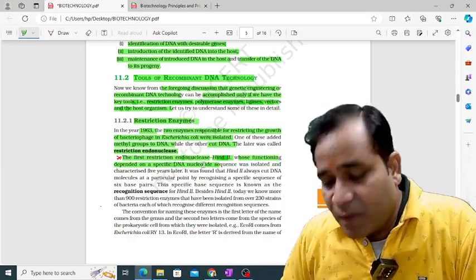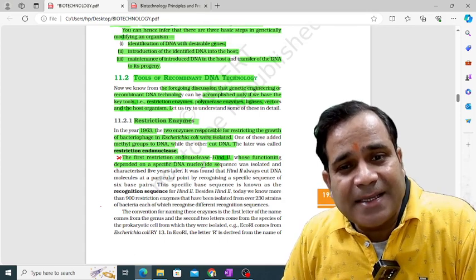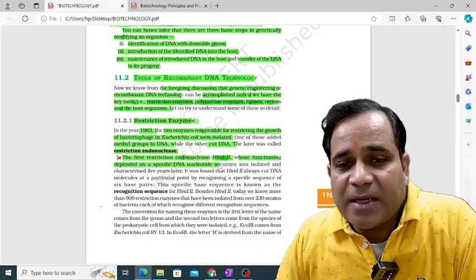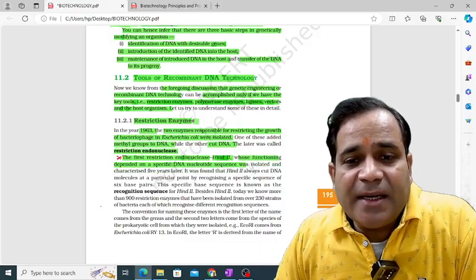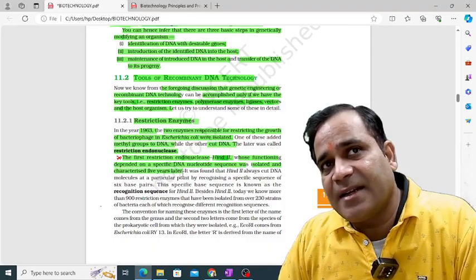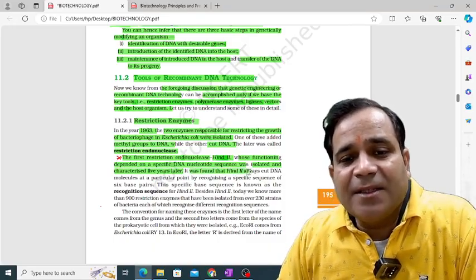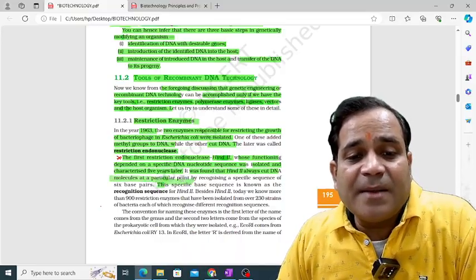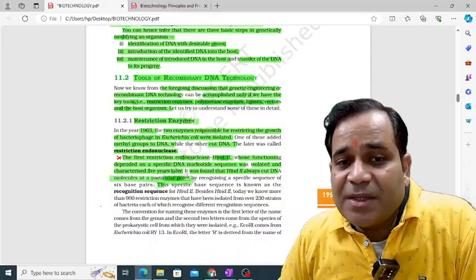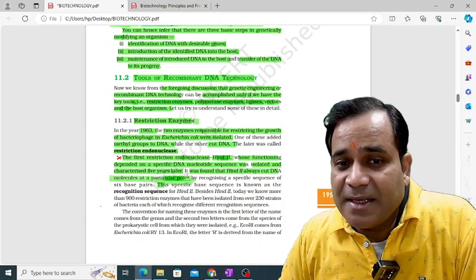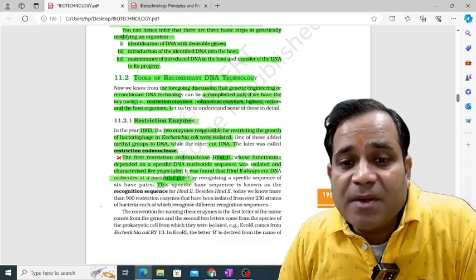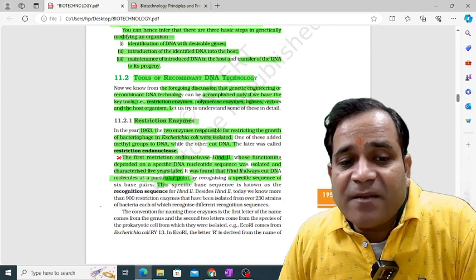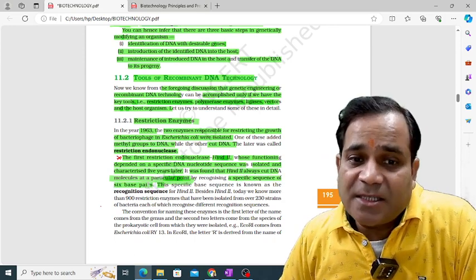What I'm saying here is that the restriction endonuclease, that is Hind II, is responsible for acting on a specific DNA nucleotide sequence, which was isolated and characterized 5 years later, my dear. So it was found that Hind II always cuts DNA molecules at a particular point. If we use the restriction endonuclease Hind II, it always cuts the DNA at a very particular point by recognizing a specific sequence of 6 base pairs, my dear.